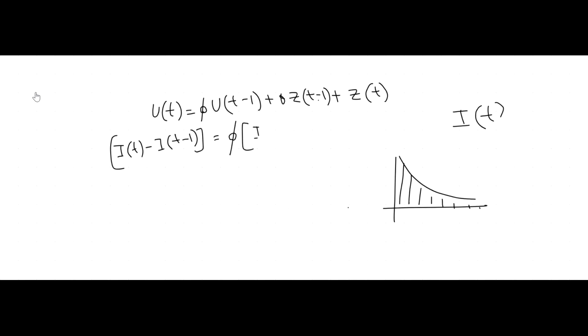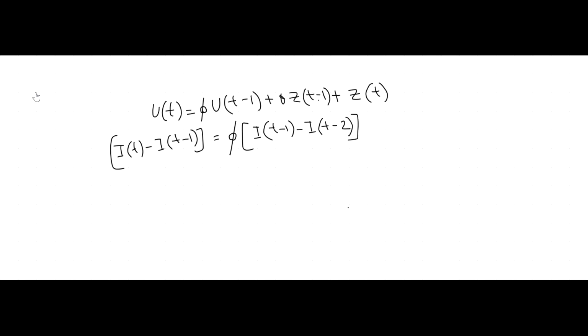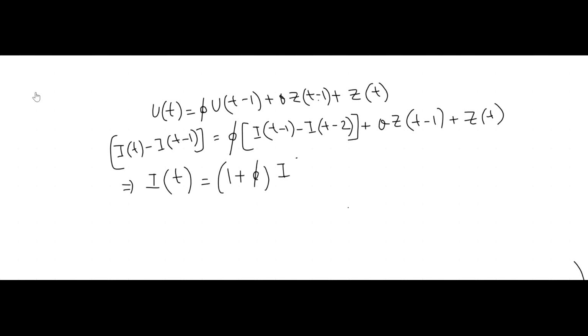U_t minus 1 means this. Can you see that this equation for I_t is very similar to an ARMA equation?